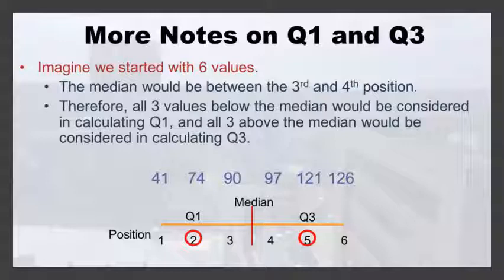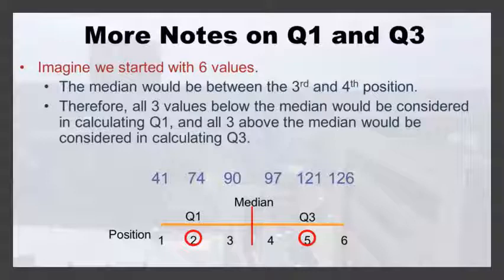Okay, so that was nice, but the thing is, it's not always going to be that nice, and sometimes when you have to find your medians or your quartiles, you are going to have to do a little bit of averaging. I don't want to get you guys confused, but let me show you what's going to happen when you have other amounts of values.